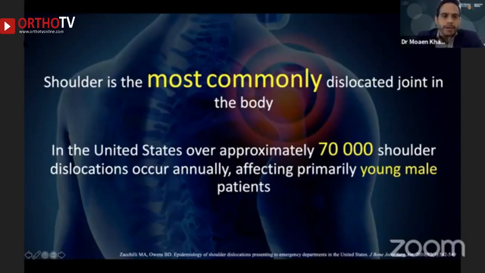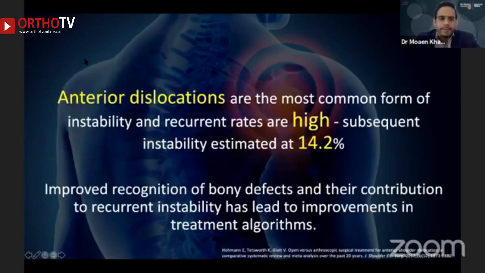So why is this an important topic? Well, we all know that the shoulder is the most commonly dislocated joint in the body. In the United States, there are over 70,000 shoulder dislocations every year, and these primarily affect young male patients. Anterior shoulder dislocations are the most common form of shoulder instability, and recurrence rates are very high. Most studies suggest a subsequent instability rate of around 14 to 15%. And improved recognition of bony defects and their contributions to recurrent instability has led to an improvement in our treatment algorithms and how we manage these patients.